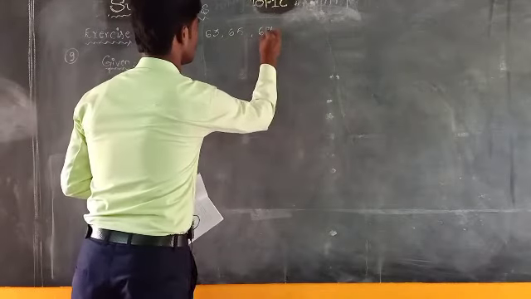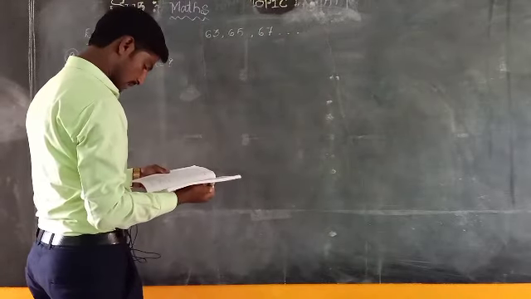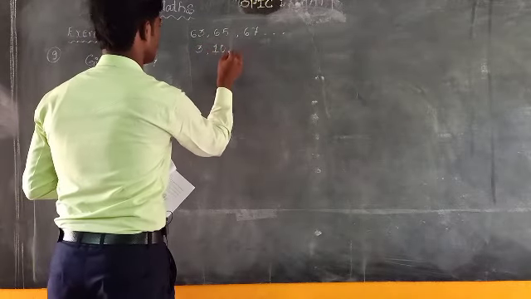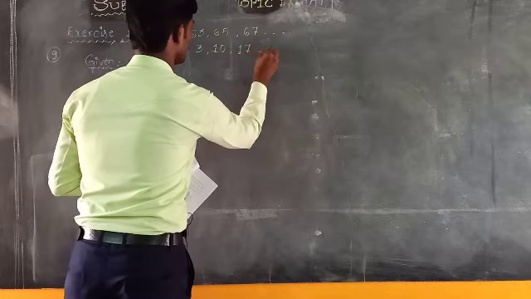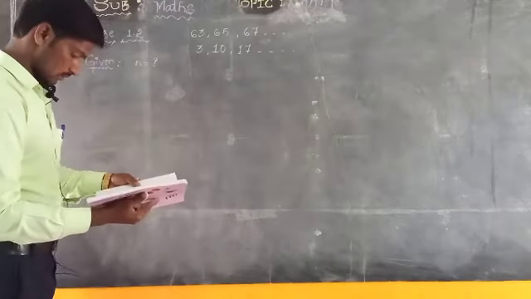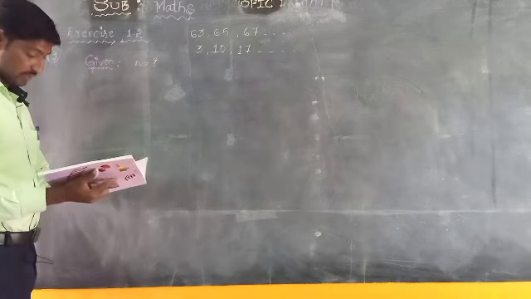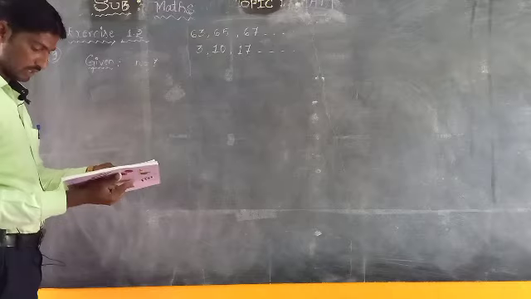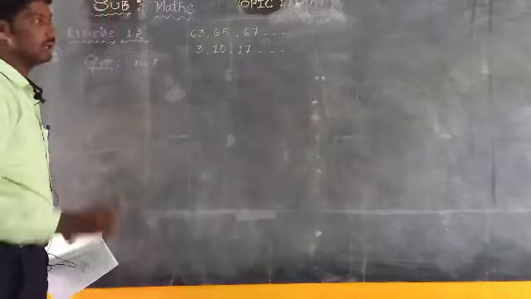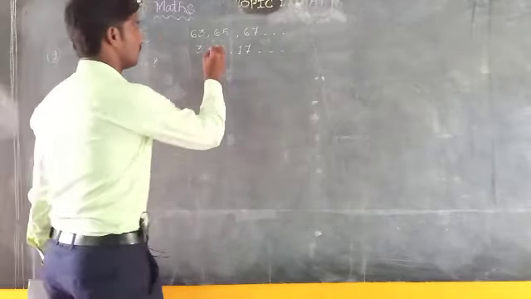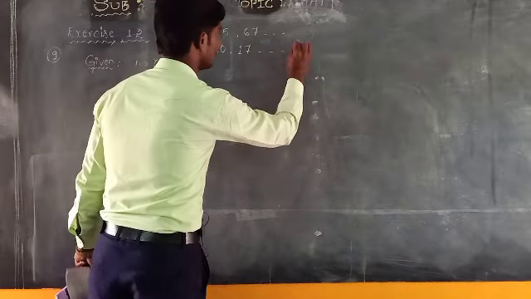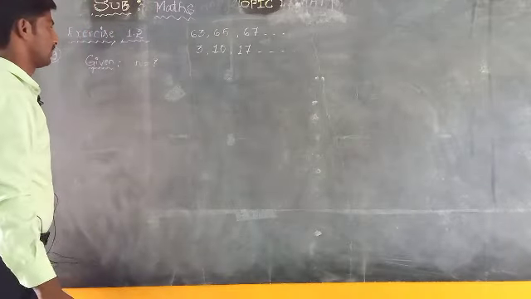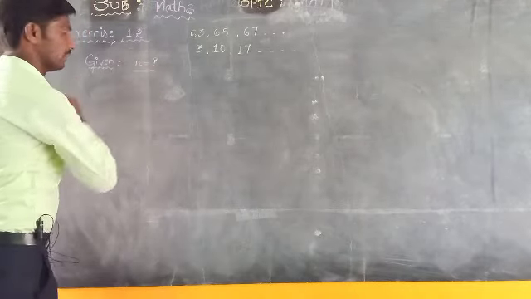The next AP is 3, 10, 17 and so on. For what value of n are the nth terms of the two APs, 63, 65, 67 and 3, 10, 17, equal? They are given like that. If we keep writing the terms like this, somewhere we will get the same number at the same time. So we need to find the value of n.